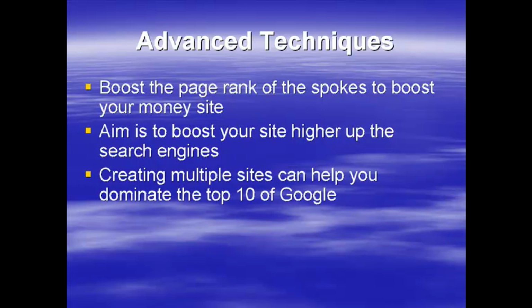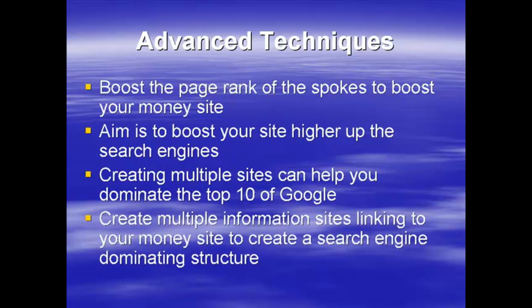Creating multiple sites, like we've talked about here, is going to help you to dominate the top 10 of Google, and that's going to give you massive results. As I said, if you got 8 out of 10 results, that's an 80% chance of getting somebody through to your site. You have 8 times more chance of getting someone to click through to your website. So it's very powerful. So if you apply all this, these are the sorts of results you're going to get.